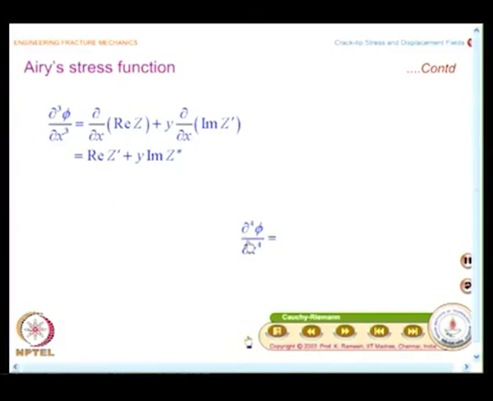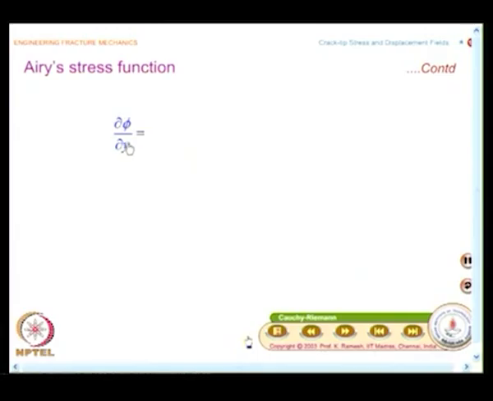If I have to get dou power 4 phi by dou x power 4, I have to do dou by dou x of real part of z prime plus y into dou by dou x of imaginary part of z double prime. This is again straightforward. You get this as real part of z double prime plus y imaginary part of z triple prime. So now we move on to find the differential with respect to y. We want to get dou phi by dou y.